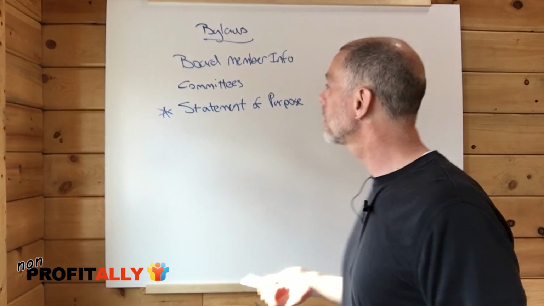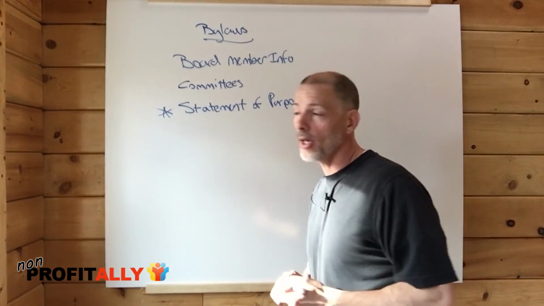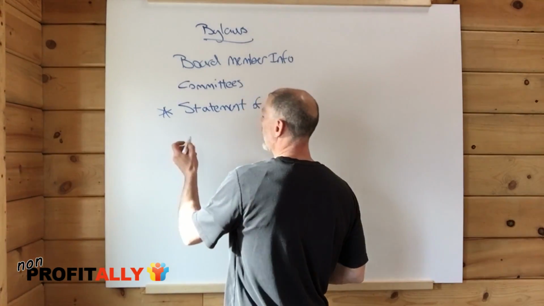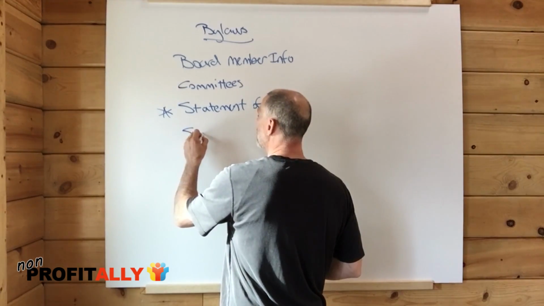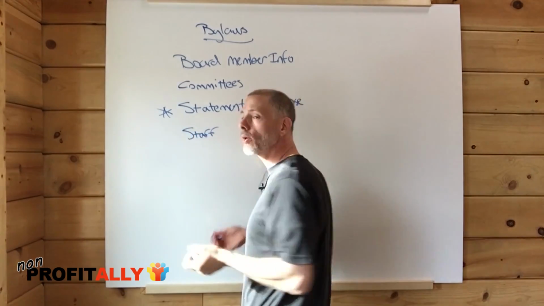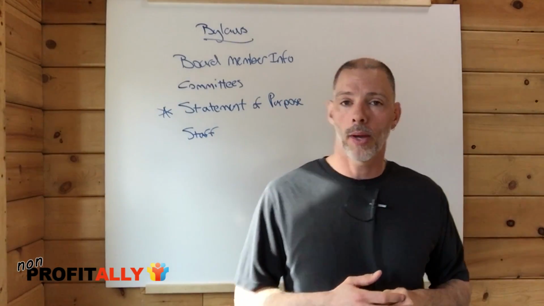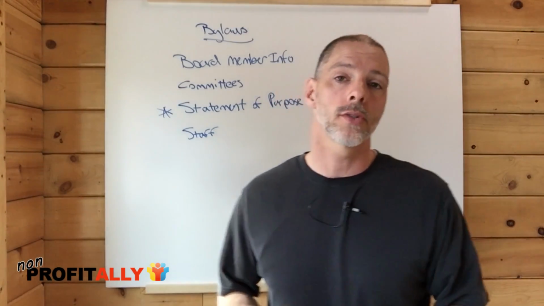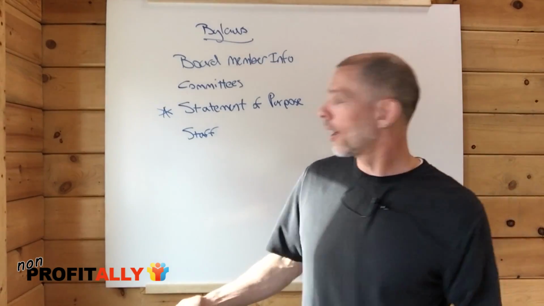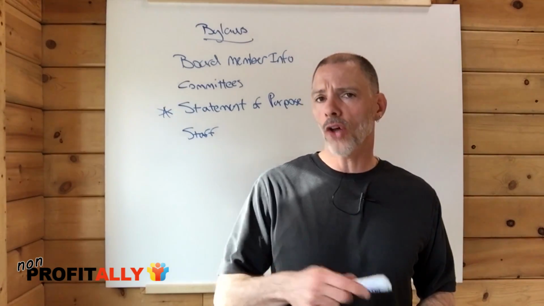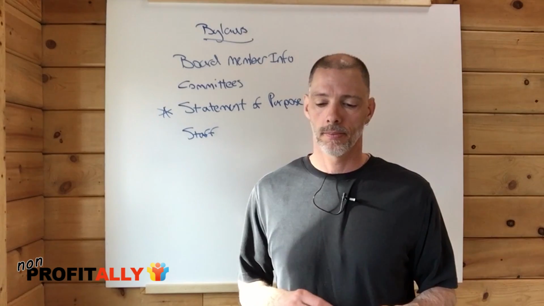Now, you may want to put in there if you're going to have staff in your nonprofit, and if you do, who that staff may be. This is not totally required in your bylaws, but you may want to state you're going to hire staff, and you may want to put the hiring and firing procedures of staff in your bylaws. But that could also be in your P&Ps.